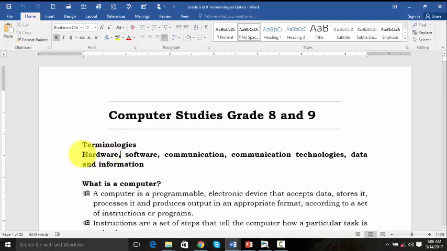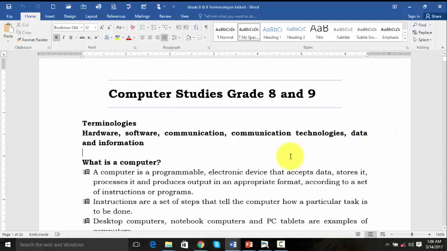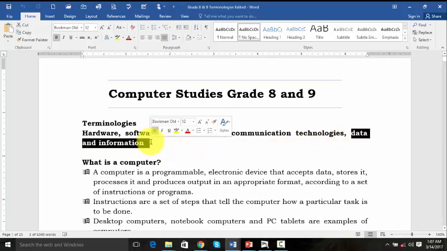we are going to look at terminologies like the word hardware. We need to understand the terminology which is called hardware. We also need to understand the terminology which is called software. We also need to understand the terminology which is communication. We also need to understand the terminology which is communication technologies. Finally, we look at the terminology which is data and information.